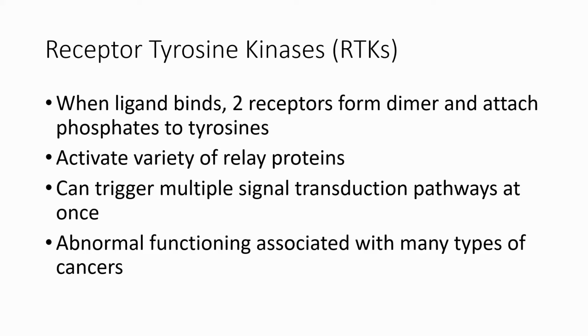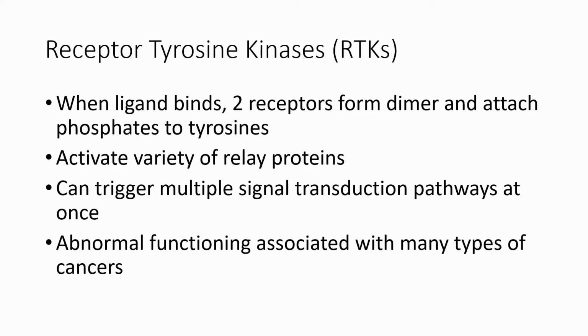What happens is these exist as single receptors hanging out in the membrane, but when ligands bind, you actually need 2 receptors and 2 ligands. When both receptors have ligands bound to them, they actually attach to each other and they form a dimer. Remember, di means 2, like carbon dioxide. So it's a dimer, meaning it's made of 2 receptors stuck to each other.